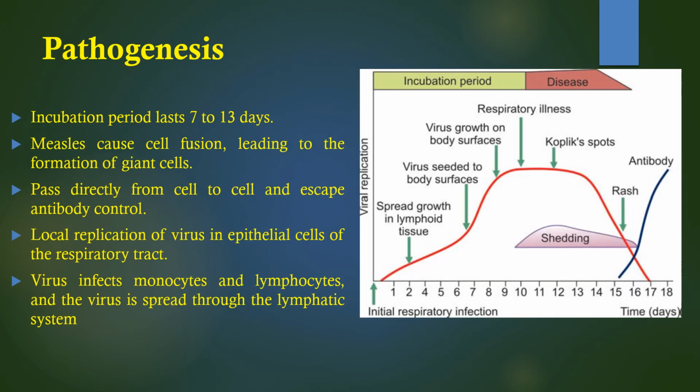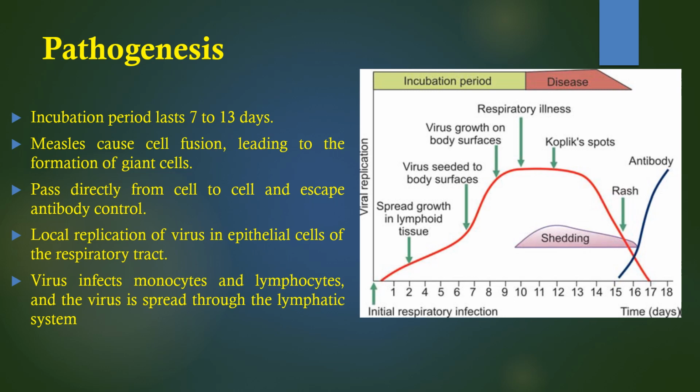Regarding the pathogenesis, the incubation period of the measles infection varies from 7 to 13 days. Measles is known for its propensity to cause cell fusion, leading to the formation of giant cells. As a result, the virus can pass directly from cell to cell and escape antibody control. Inclusions occur most commonly in the cytoplasm and are composed of incomplete viral particles. Virus production occurs with eventual cell lysis. Persistent infections without lysis can occur in certain cell types.